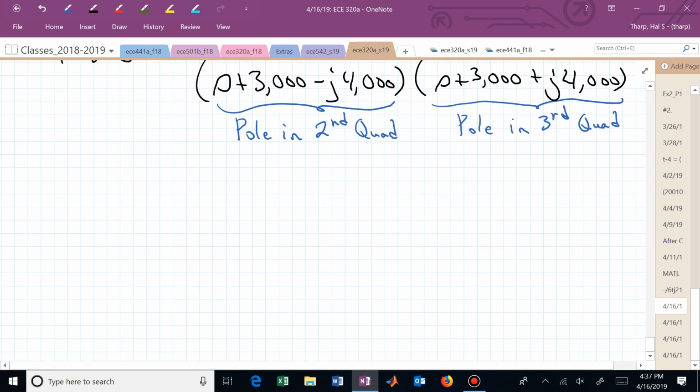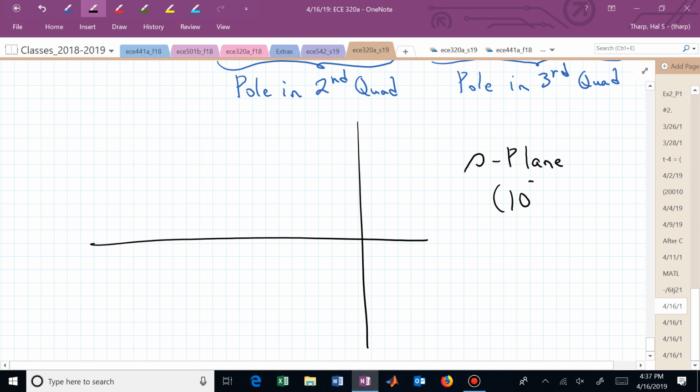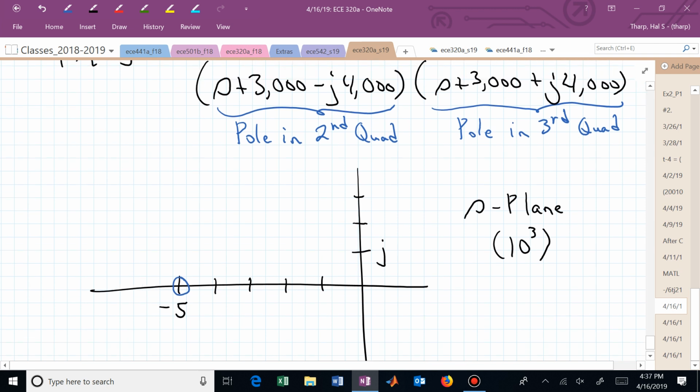Now we can sketch those. Here's my S-plane, and I'm going to go ahead and scale that by 1,000 so that now this is 1,000 in the j direction, this is 2,000, 3,000, and this is now minus 1,000, etc. So that this is now minus 5, and that's where my zero was located. My poles were at minus 3,000 plus and minus j 4,000. So I need to get one more grid line.